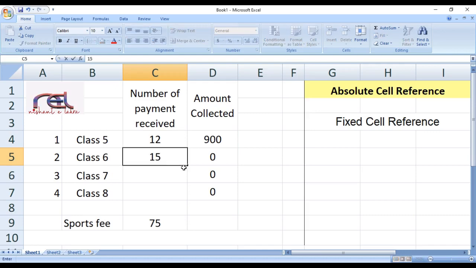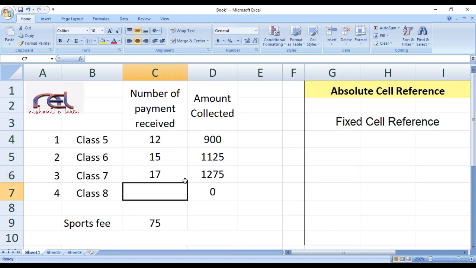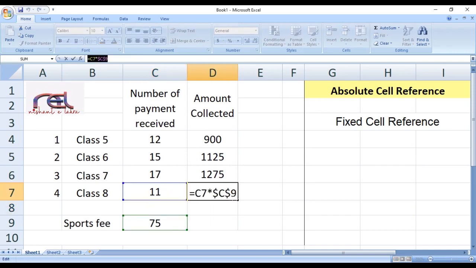Let's say from class 6 we have received 15 payments for the sports fee. So the total is 1125, and class 7 has 17 payments, so automatically it is multiplied with the value present in C9, and from class 8, 11. That is multiplied to 825. So you see the formula here, C7 into $C$9. So this is a fixed cell reference.